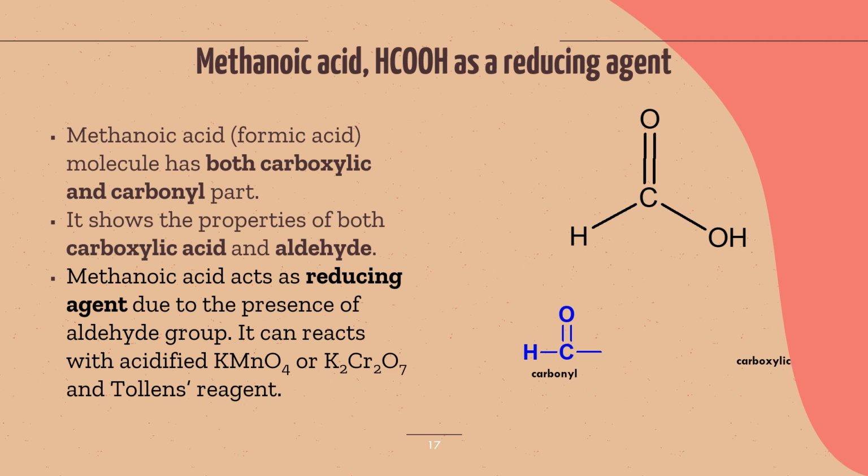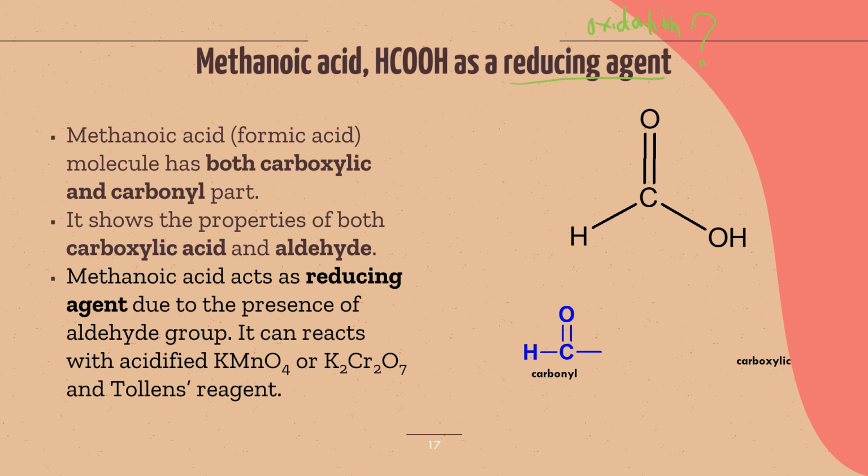And now, we will study the properties of methanoic acid as reducing agent. So what does it mean, methanoic acid as reducing agent? It means that methanoic acid will undergo oxidation. We know that carboxylic acid can no longer undergo oxidation. Tapi kenapakah methanoic acid ini boleh undergo oxidation? Okay, we will see in this explanation.